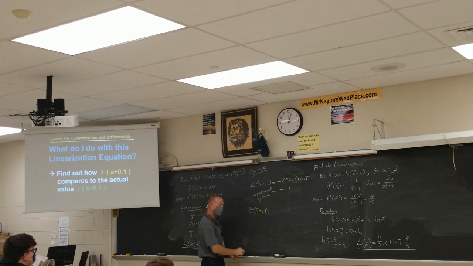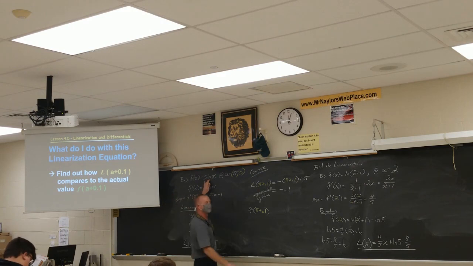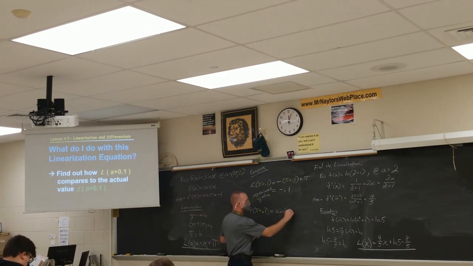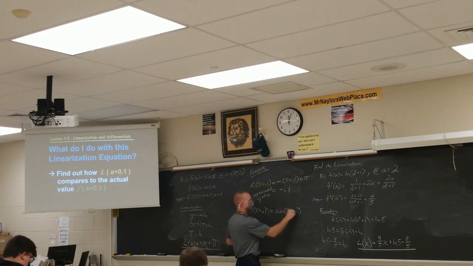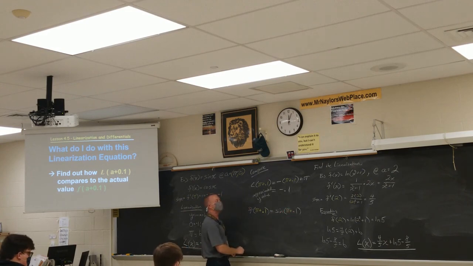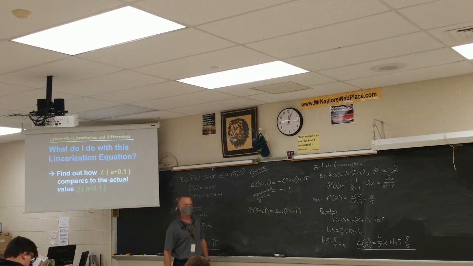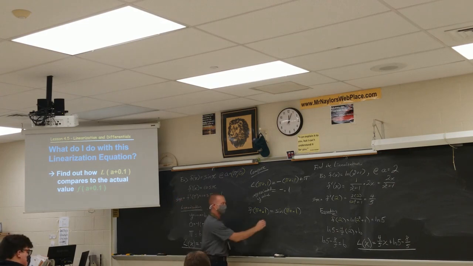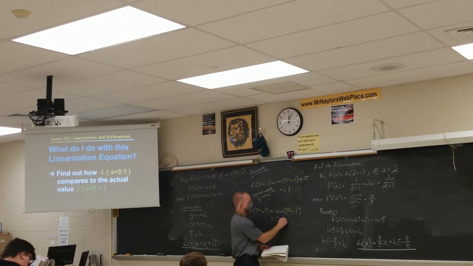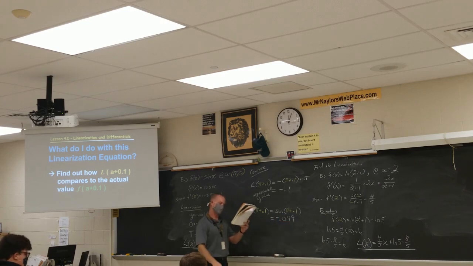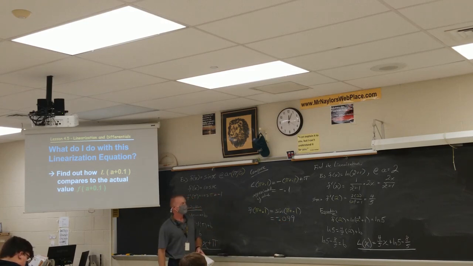And then you do f of pi plus 0.1. F of pi plus 0.1 is like doing the sine of pi plus 0.1. Now you need to use a calculator to compute the actual value. I think if you look at the decimal places, you could make an argument for 0.99.